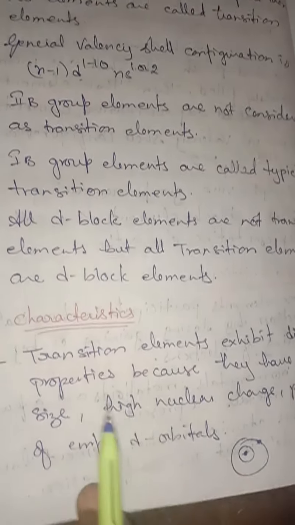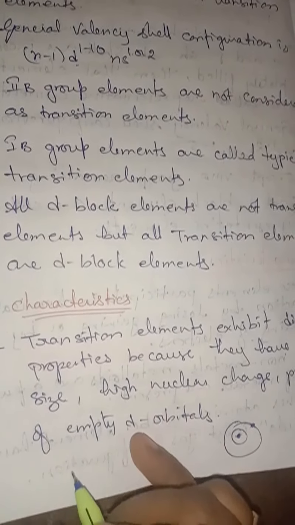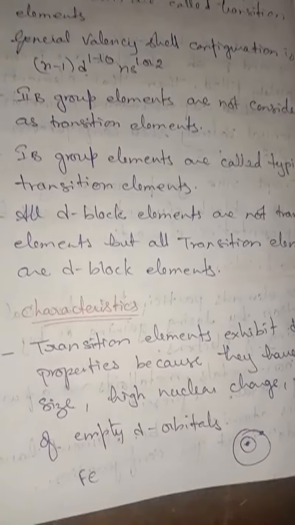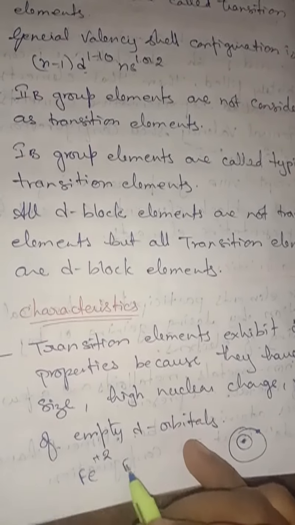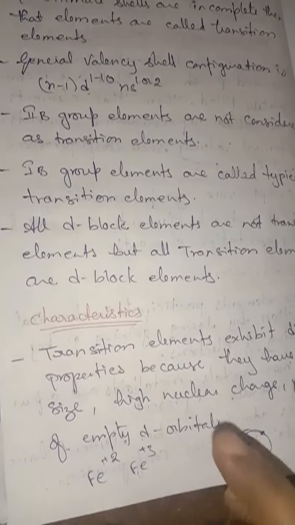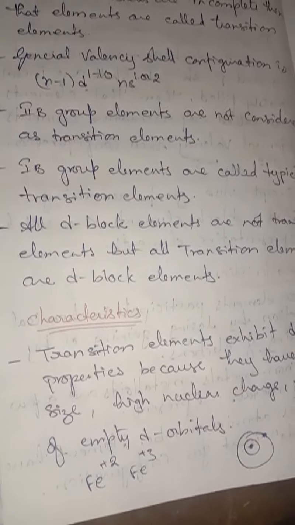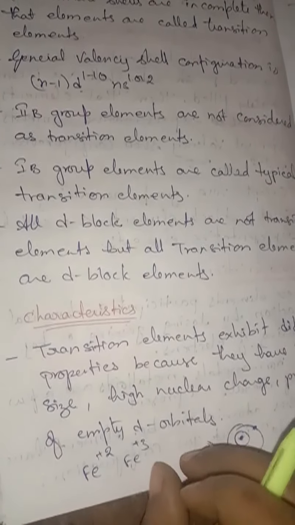For example, transition elements exhibit variable oxidation states. Iron, which belongs to this group of transition elements, exhibits +2 oxidation state and at the same time +3 oxidation state. So it is the same element with different oxidation states. They form colored compounds and colored ions in solution due to d-d transition of electrons by absorbing visible light.